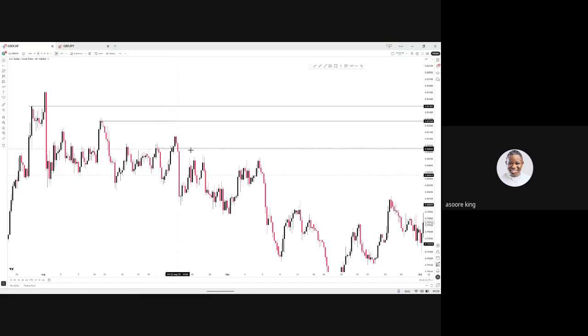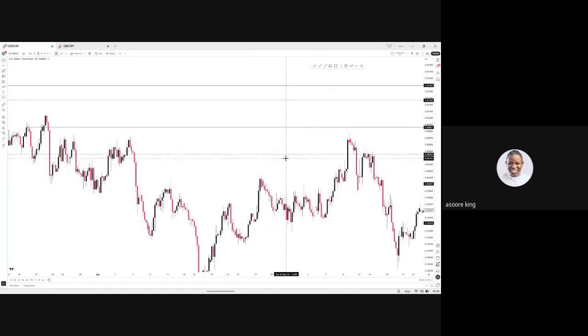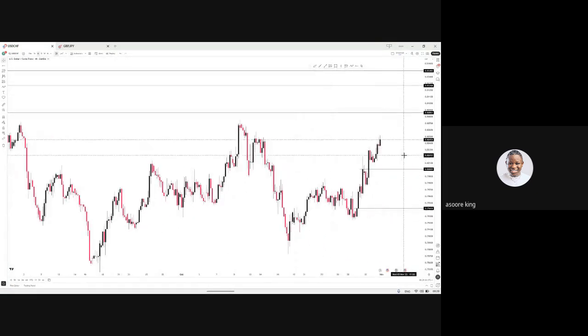Now this one, you have to wait for confirmation before you take them. If 4 hours tap into it and reject, you can now go to 1 hour time frame to see if price has broken structure to the downside before you sell.